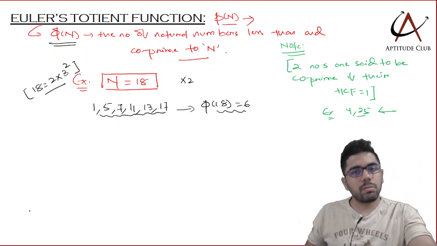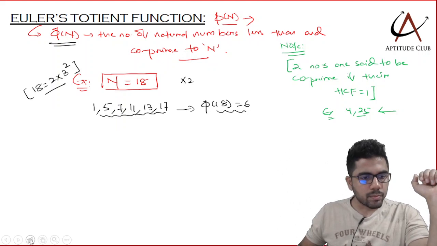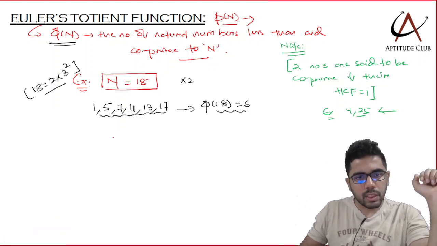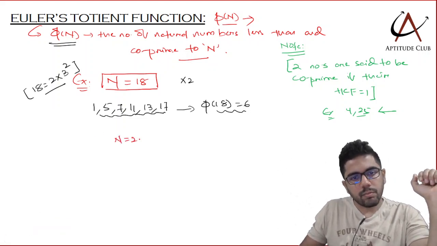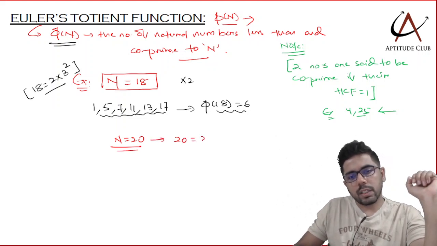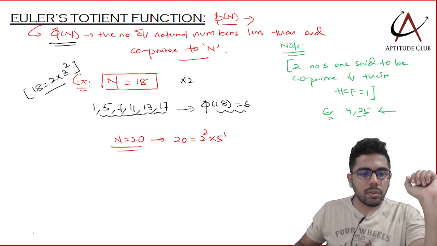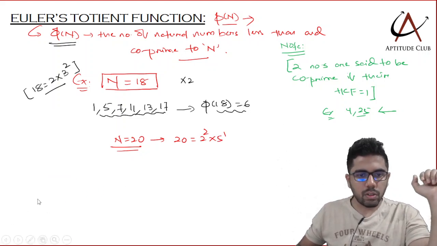How many natural numbers are less than and co-prime to n? Very simple meaning. और एक एग्जांपल लेके देखते हैं. Suppose I'll take n as, let us say, 20. How many natural numbers? तो 20 को पहले तुम factorize कर लो. It is 2 square into 5 to the power 1. So any number which has got a 2 or a 5 will not be co-prime to 20.